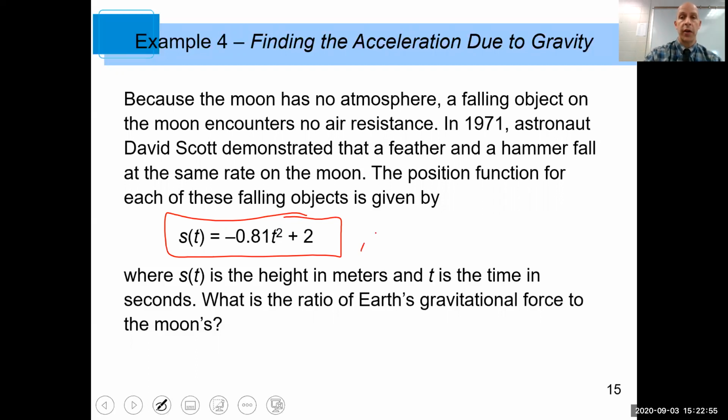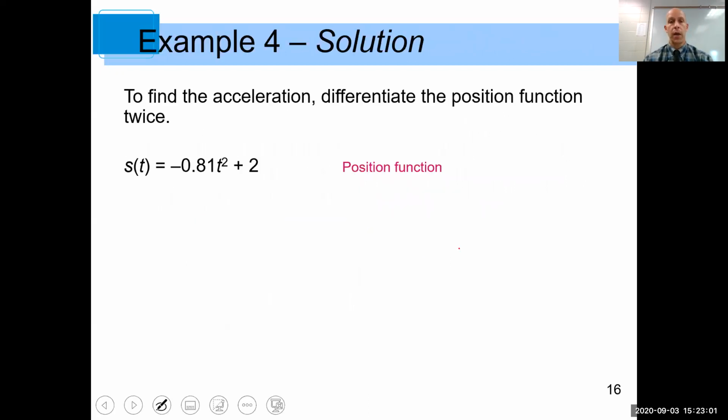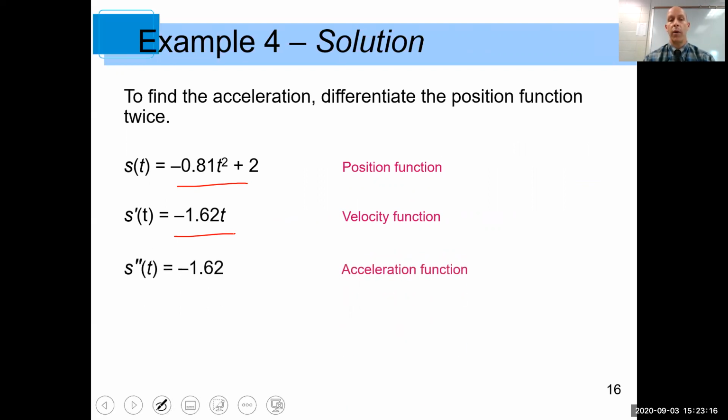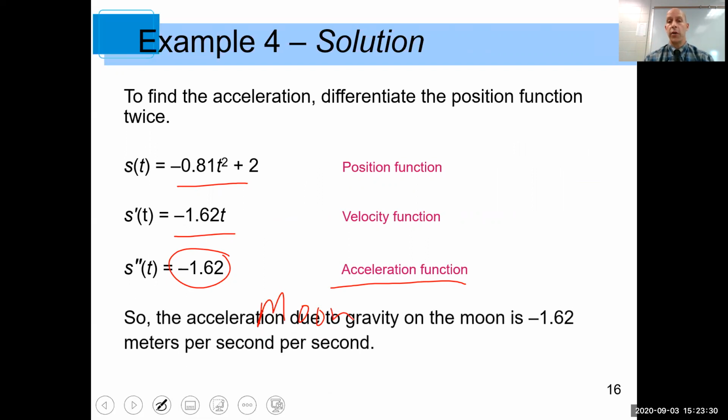So this is the position function for an object falling on the moon. Okay, so here we go. There's our position function. If we do the derivative, we get the velocity function. So the derivative of this using our power rule is negative 1.62t. If we do our derivative again, that gives us negative 1.62. So this is the acceleration function. This is the moon's gravitational constant, and it's negative because it's pulling towards the center of the moon. So the acceleration due to gravity on the moon is negative 1.62 meters per second squared.